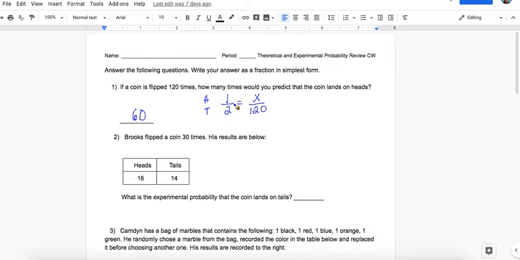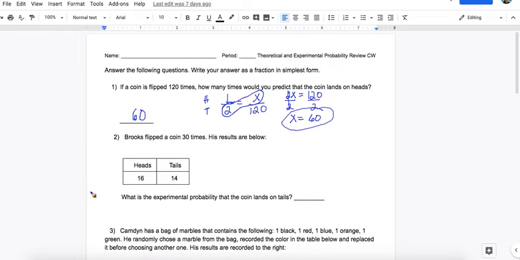Or you could actually just solve this proportion. So this is a quick review on solving proportions, as you may have seen in the last classwork video that you watched. So 2 times x is 2x, and 1 times 120 is 120. And the opposite of multiplication is division, so we divide by 2. And 120 divided by 2, of course, is 60.